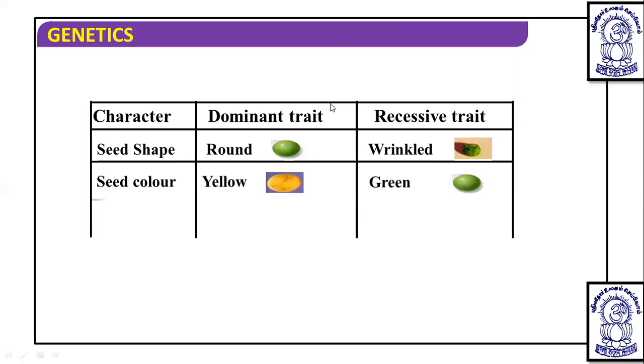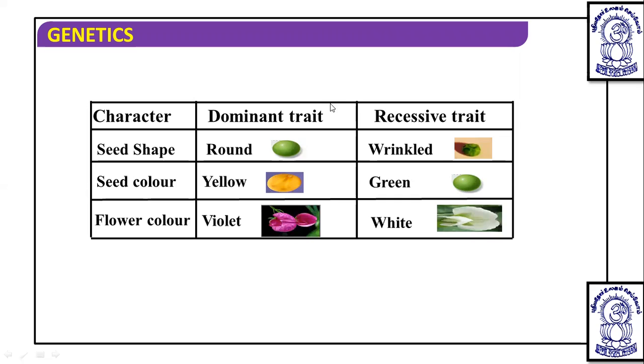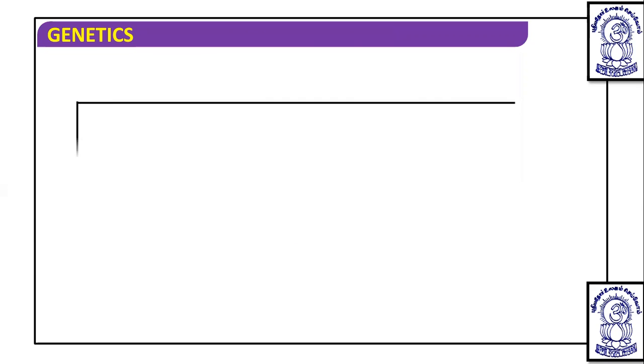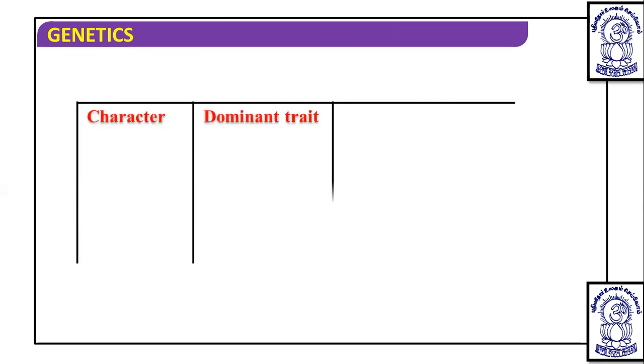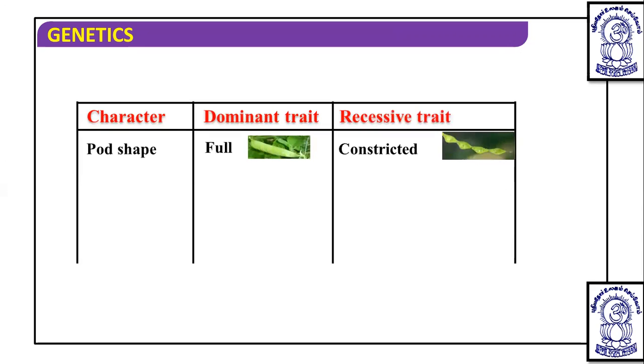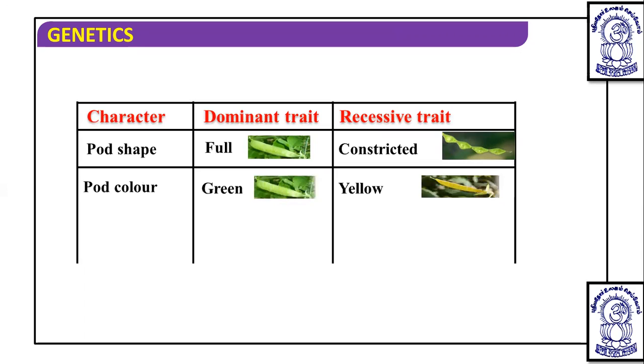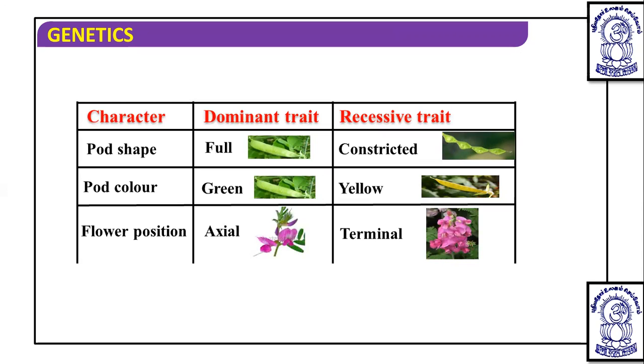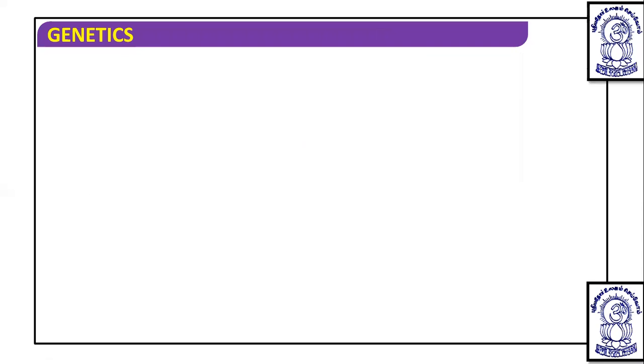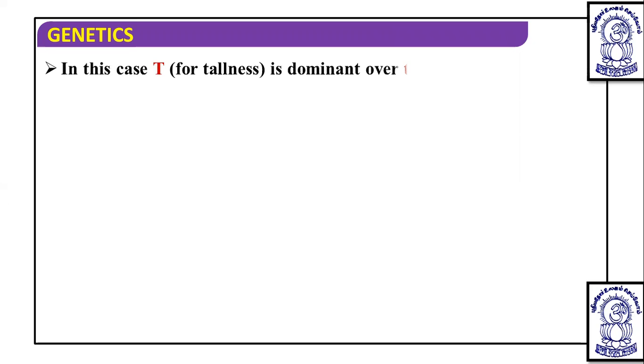Other characters are like this: seed shape, round and wrinkled; seed color, yellow and green; flower color, violet and white. We have already discussed this in Mendel's experiments also. Other characters are pod shape, which can be full or inflated, or constricted, which is the recessive trait. Then pod color, green and yellow, dominant and recessive traits respectively. In the same way, flower position can be axial or terminal. Okay, these are the other six characters.